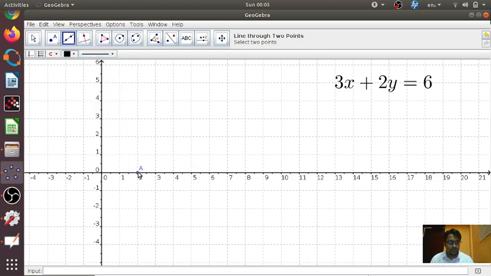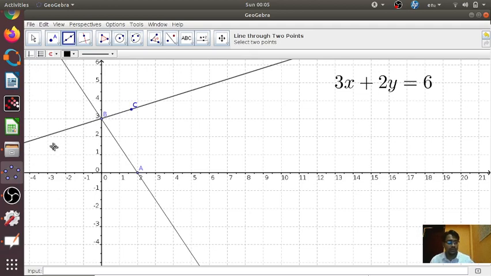It is the straight line which passes through (2, 0) and (0, 3). Okay, so this particular straight line is the straight line 3x + 2y = 6.